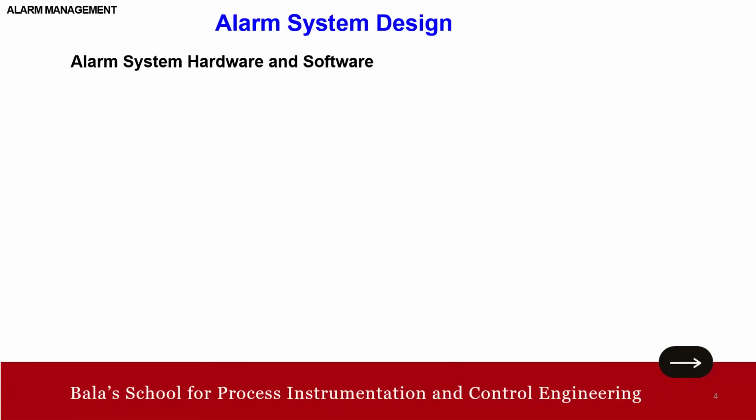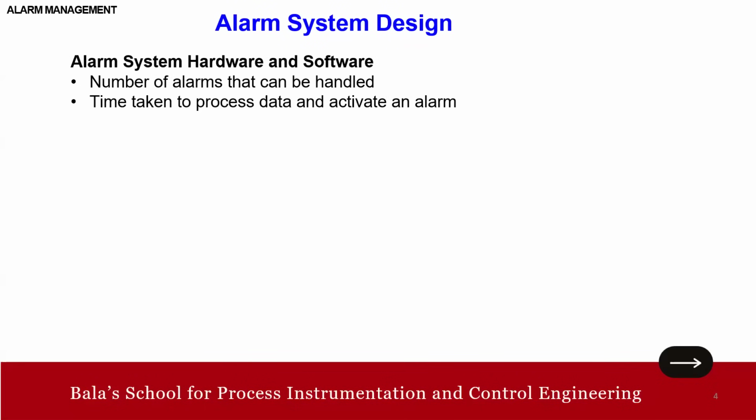So features to consider when selecting a new system or evaluating an existing system include, so what are all those? Let's see. Number of alarms that can be handled. How many? Like 1,000, 2,000, 5,000. This is one of the aspects we should consider while designing the hardware and software. Then time taken to process data and activate an alarm. That is very, very important.